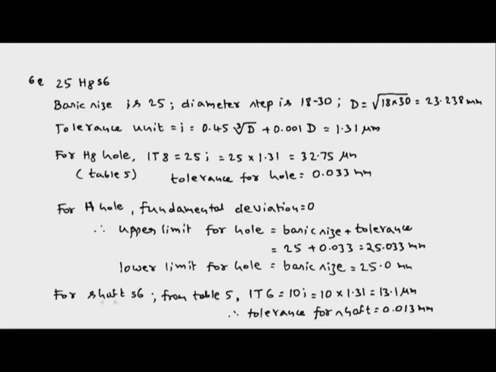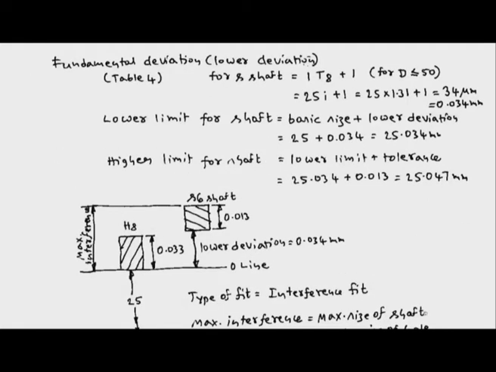Now, moving to the shaft S6, from the table number 5 we have IT6 is equal to 10 times I. So, this will be equal to 13.1 micrometer. So, tolerance for shaft is equal to 0.013 millimeter.